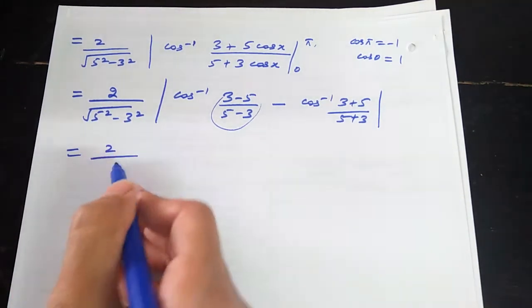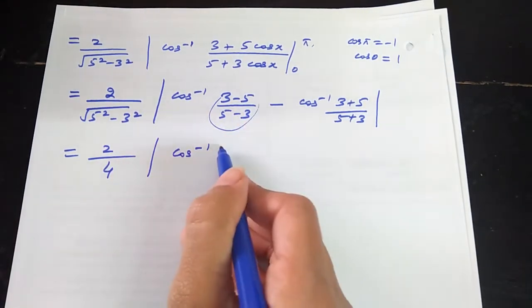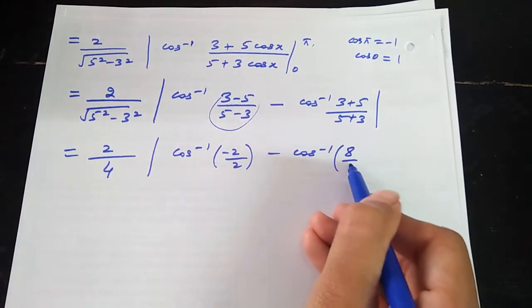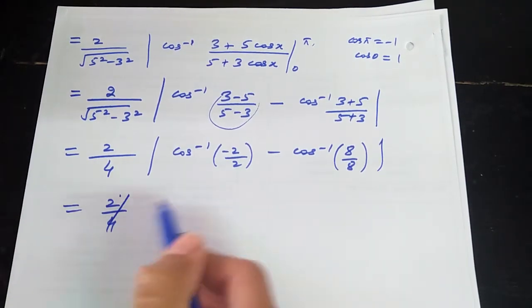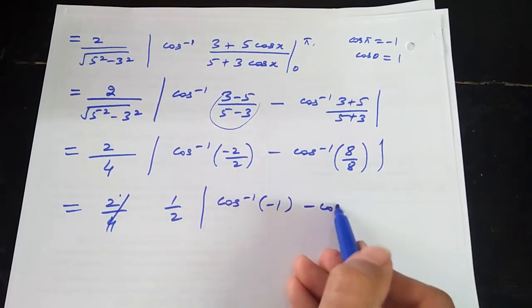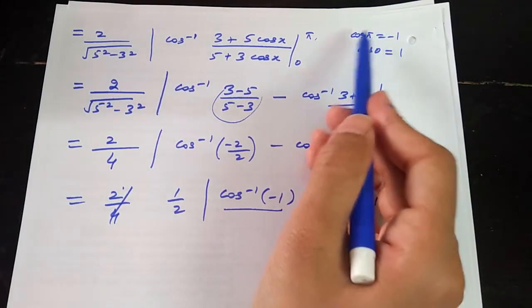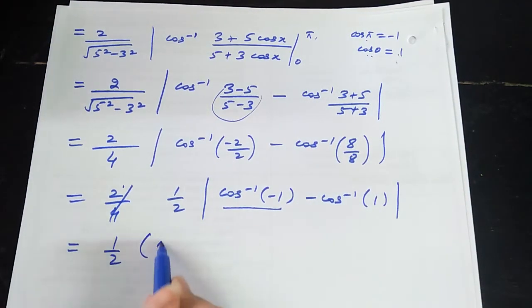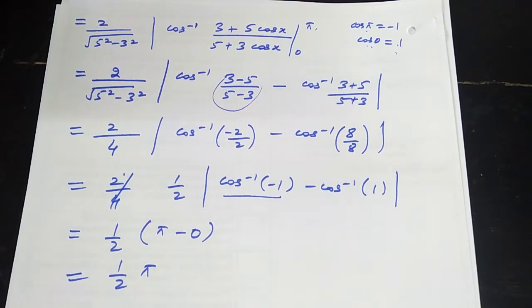And if I take it outside, I will get 4. So it will be 2 over 4 into cos inverse, this will be minus 2 over 2 minus cos inverse 8 over 8. So I got here 1 over 2, and cos inverse of minus 1 minus cos inverse of 1. You know that cos inverse of minus 1 you can get easily out of here. This is pi, and cos inverse of 1 is 0. So I will get 1 by 2 pi minus 0, that is equal to 1 by 2 pi, or you can also write it like pi by 2 as well.